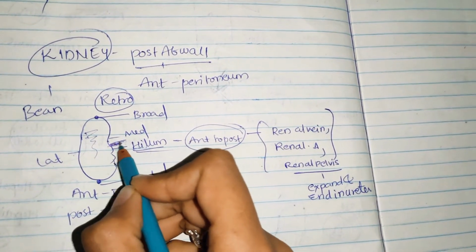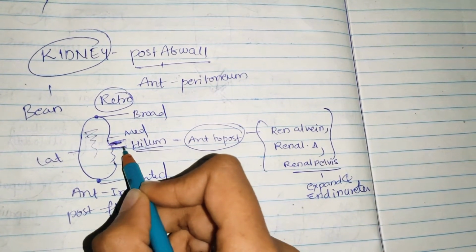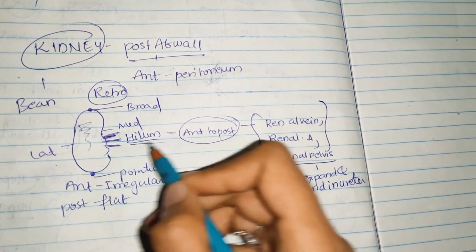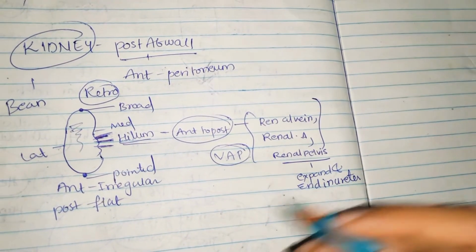So first you will have the renal vein, next the renal artery, next the renal pelvis. How to remember this? You can remember VAP.